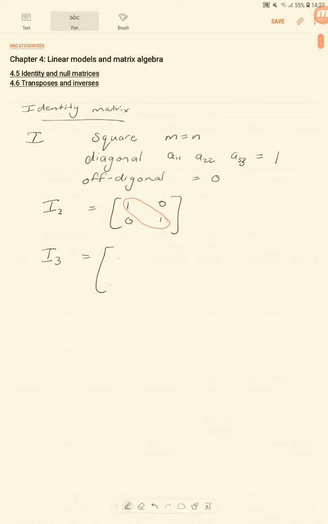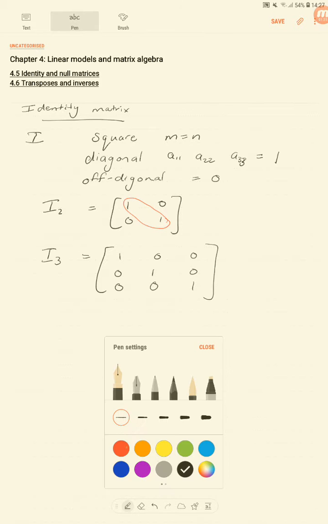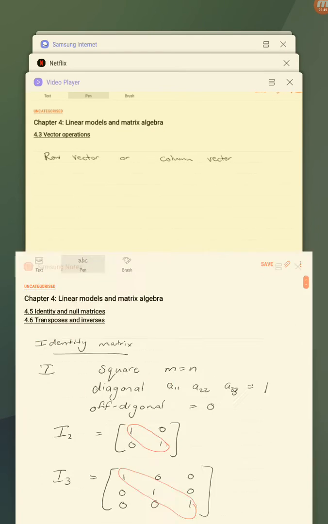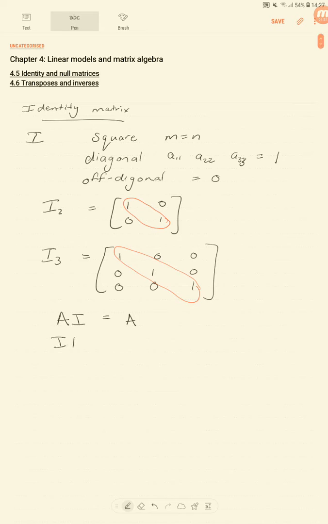I3 is 1, 0, 0, 0, 1, 0, 0, 0, 1. The identity matrix comes in handy when we want to solve systems of equations using our matrix algebra. If we have matrix A times the identity matrix, it will simply become matrix A. If we have the identity matrix times A, we have A.